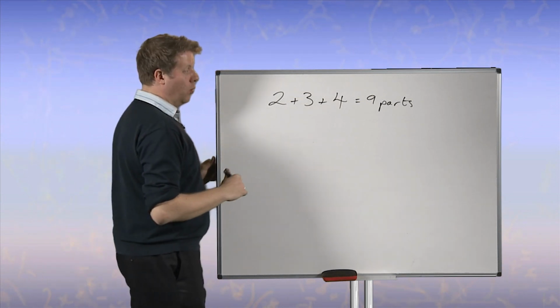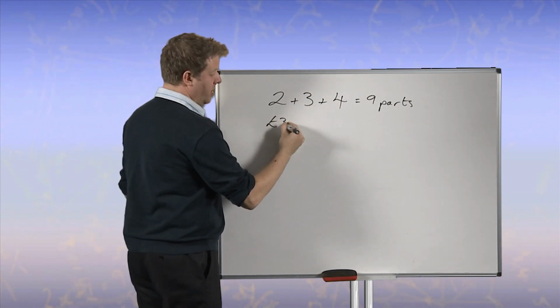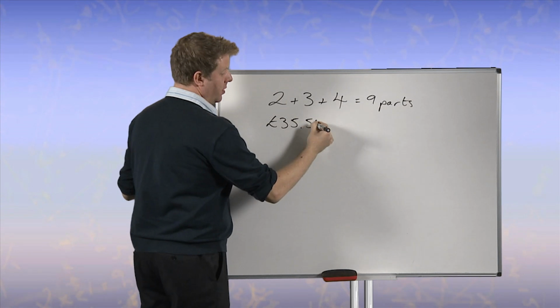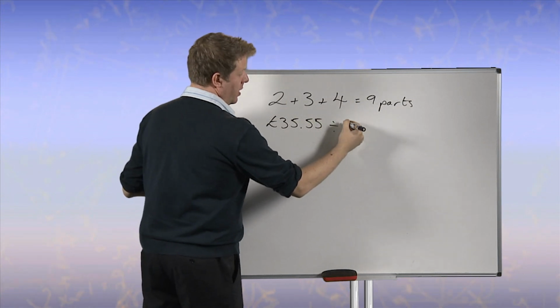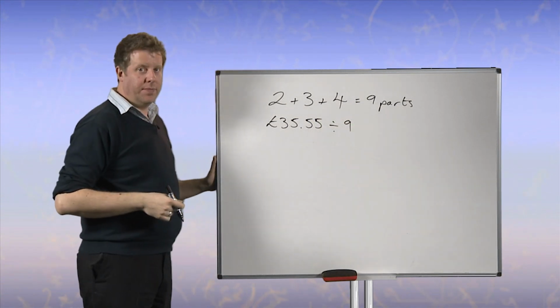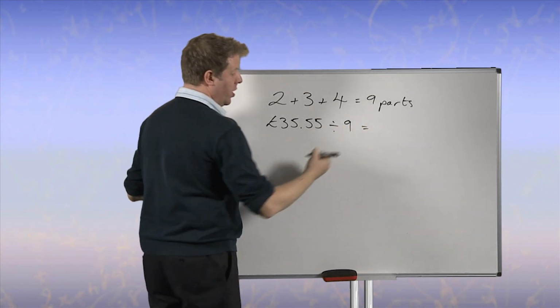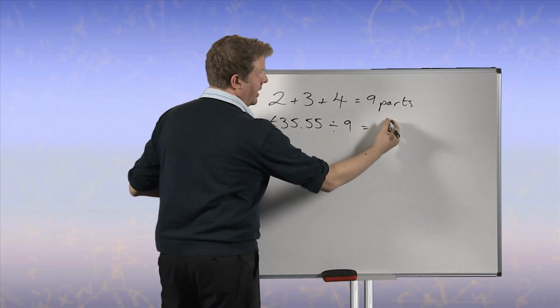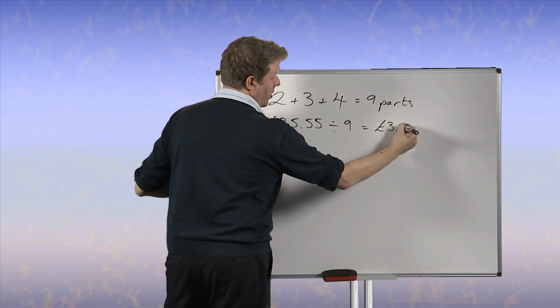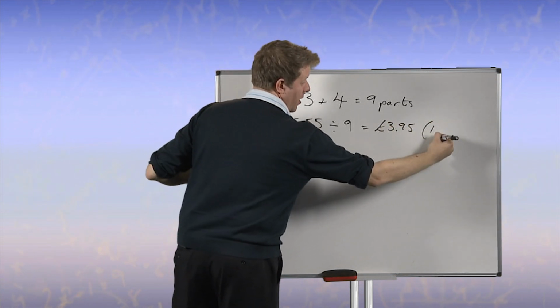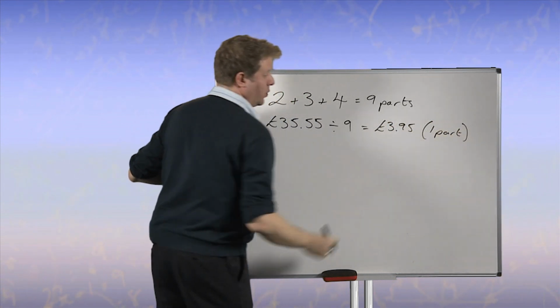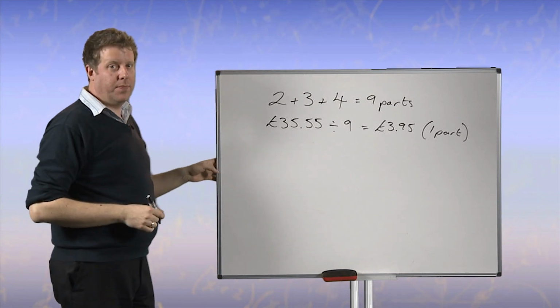So, to work out what one part is then, I'd need to do £35.55 divided by 9. This would be a calculator question, so if you get your calculators and work it out, you should see that it gives you £3.95. And remember, that's one part that we've just worked out.